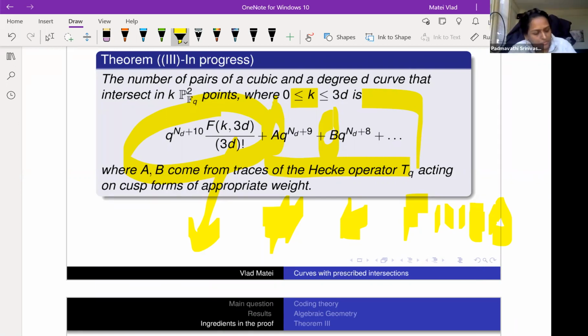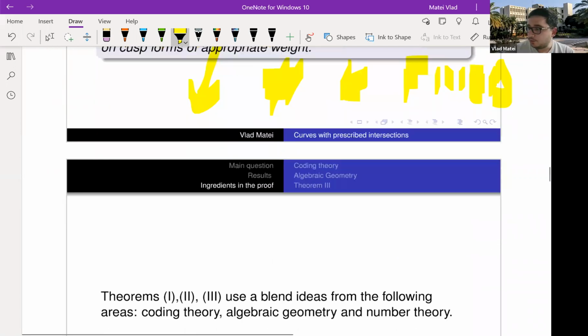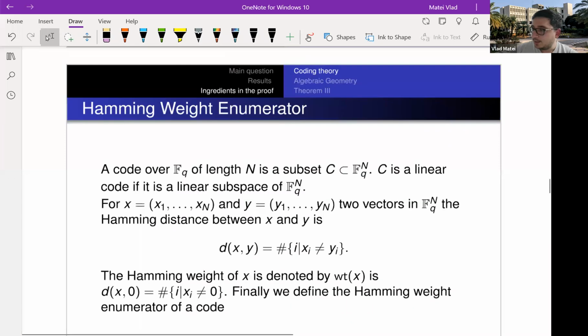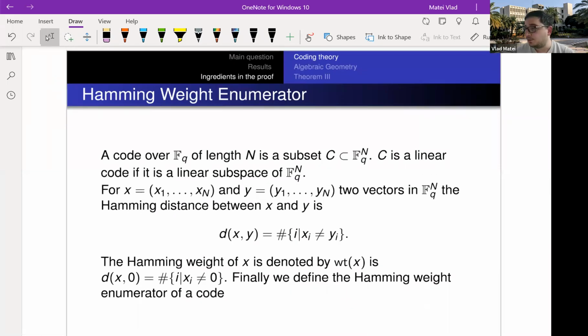So let me say a little bit about the methods that are involved. For the first 2 theorems, we're going to use a little bit of ideas from coding theory, algebraic geometry, and number theory. So for the first 2, we're going to use coding theory. Let me say a little bit about the setup. A code is just going to be a subset of this vector space, and it's a linear code if it's a linear subspace. And now you can introduce what is called the Hamming weight of a vector. It is just the number of its non-zero coordinates. Okay, so that's just going to be that.